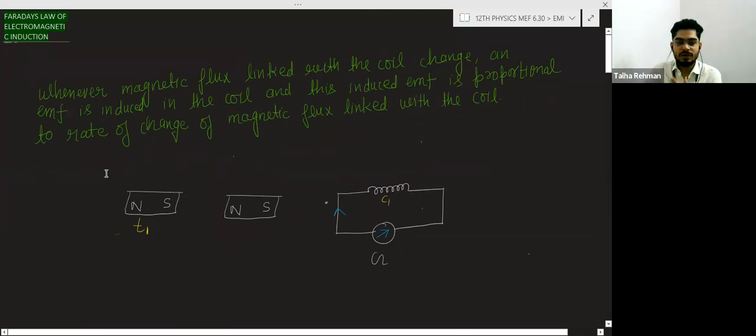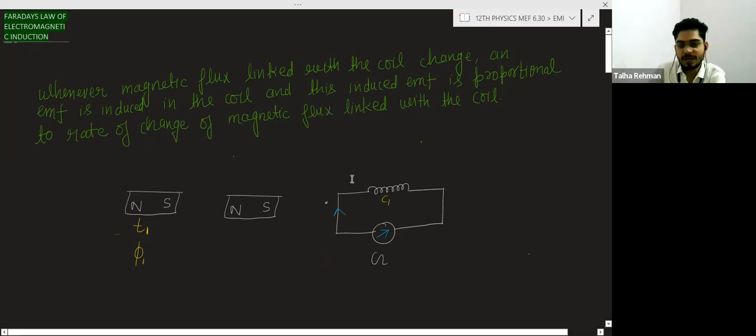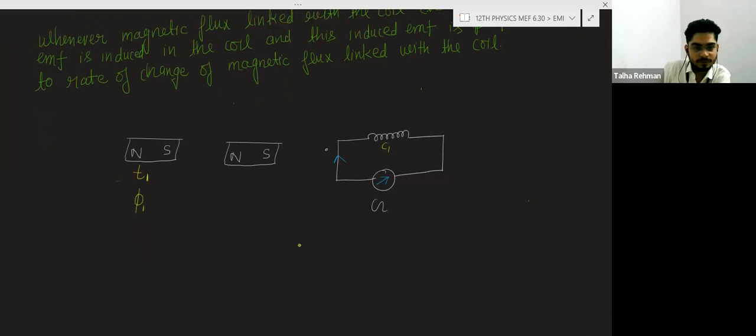Here is the magnet now. At some time t1, there will be some magnetic field due to this magnet here. Due to that magnetic field, there will be some magnetic flux. So you can say phi1 is the magnetic flux at time t1 linked with this coil C1. So what is phi 1?